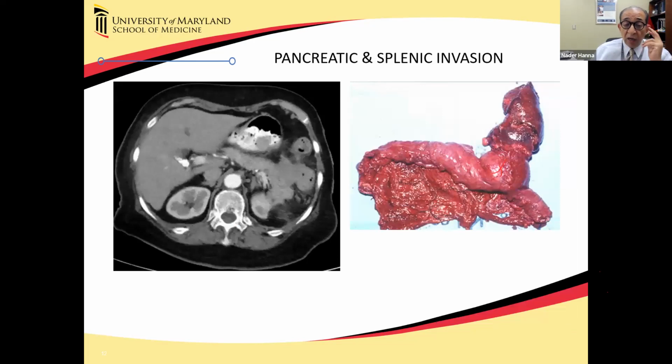Now, this is a tumor in the distal transverse colon. You can see it's invading the body of the pancreas and the spleen.